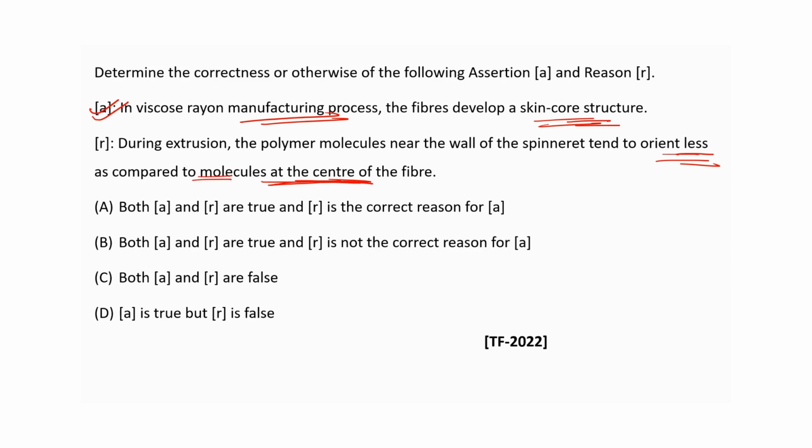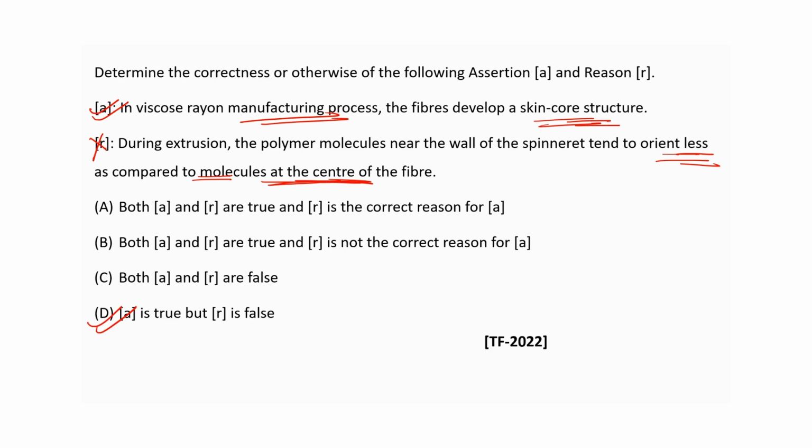So this is wrong, because in this the polymer molecules near the wall tend to orient not less, they are more. So the reason that is given is wrong. So if the assertion is true and the reason is false, then you can match the option: A is true but R is false. So the correct option is option number D.